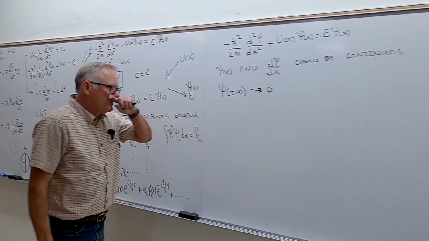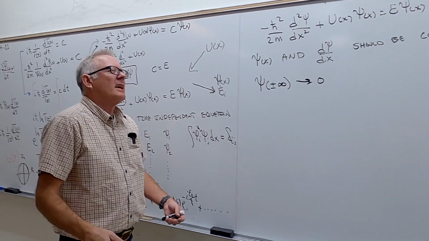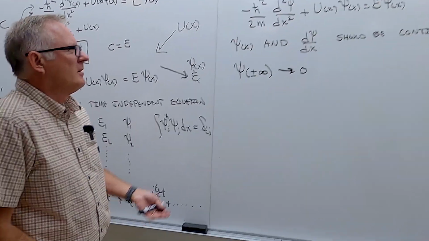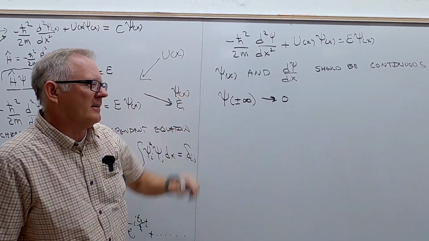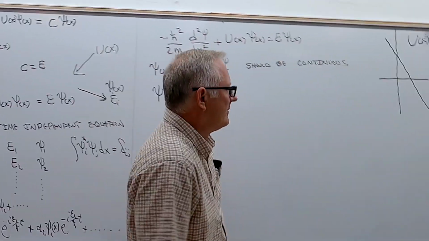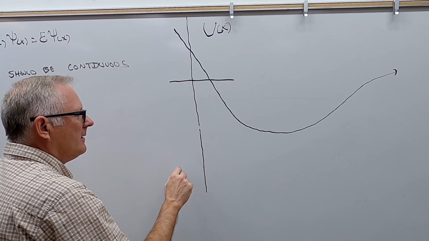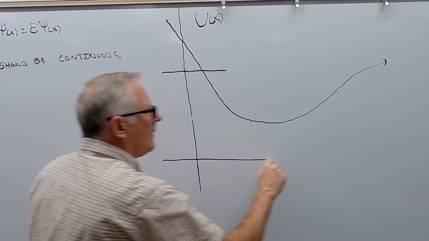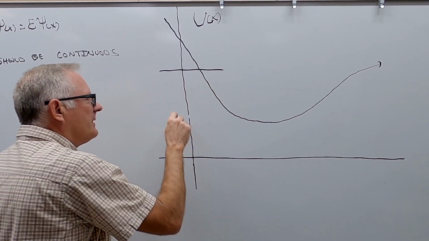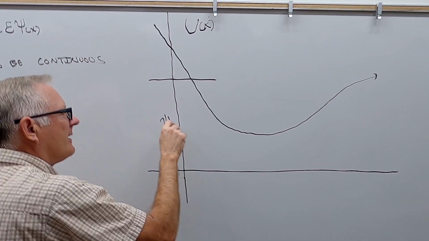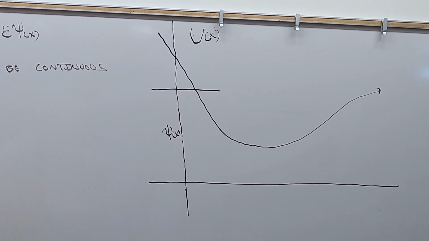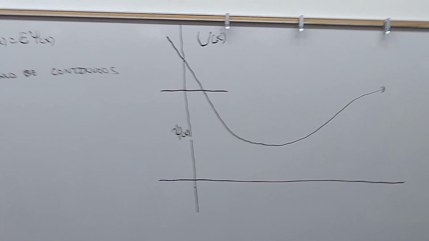So there's my U as a function of x. Now I ask, what is the wave function psi going to look like just for that picture right there? I'm going to draw it underneath, on the same x scale, and this is now going to be my psi of x.